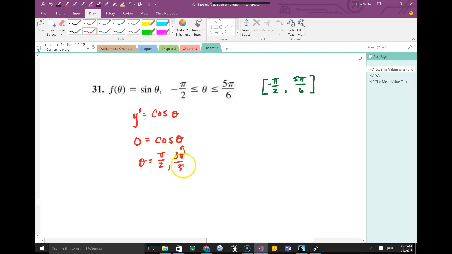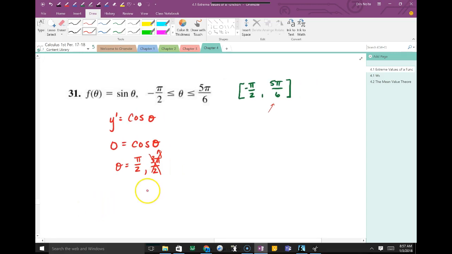Okay, and is 3 pi over 2 in our interval that we have? No. Okay, so because it's not within our interval, it's bigger. 3 pi over 2, that's like 1.5. That's bigger than 5 pi over 6. We don't have to test it if it's not within our interval. So I don't have to use 3 pi over 2 because it's not within my interval. Okay, so now we're going to test our 3 critical values. What are the 3? Negative pi over 2, pi over 2, and 5 pi over 6.